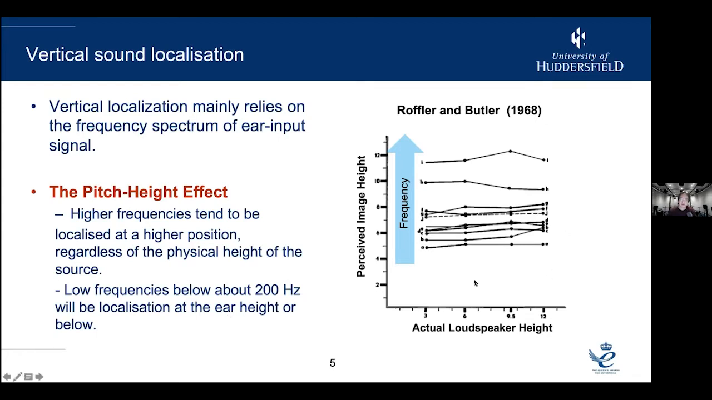As you can see in these graphs, the x-axis shows the actual loudspeaker height, and the y-axis shows the perceived image height. As the frequency goes up, regardless of the actual loudspeaker height, we perceive the sound image at a higher position in space. So low frequencies will always be localized at a lower position, regardless of the speaker height. So even if you play a 100 Hz tone from your height loudspeaker, it will be localized at your ear height or below.